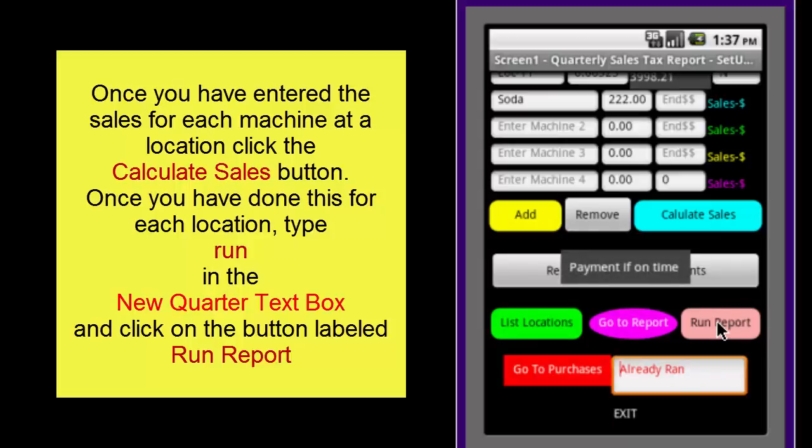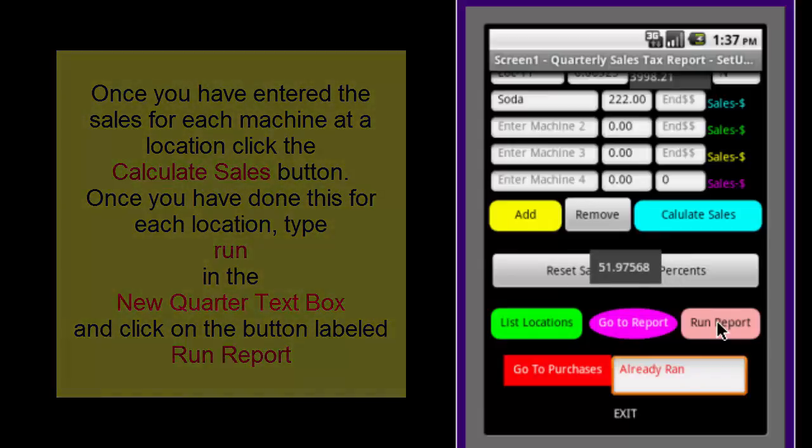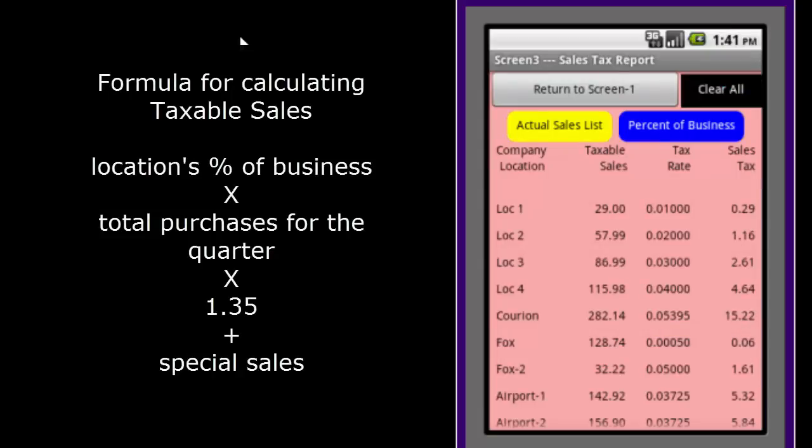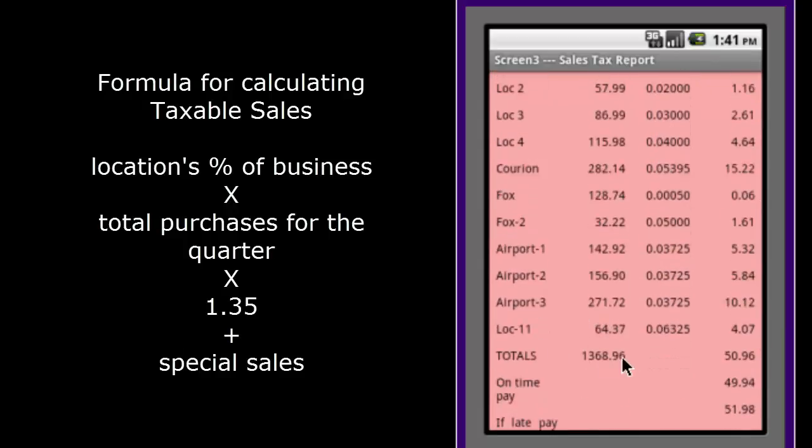Payment, if on time, is $49.94. The payment, if late, is $51.98. Then click on Go to Report. And here is your report. The report itself is fairly self-explanatory. You can scroll up and down here, you see. Here are our totals down here.